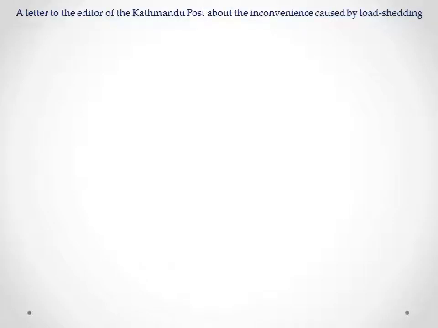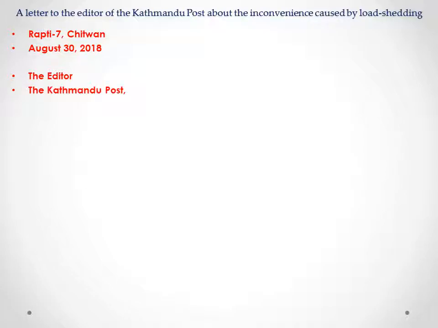Now let's have a glance over an example of a letter to the editor. Now the question goes like this: a letter to the editor of the Kathmandu Post about the inconvenience caused by load shedding. First of all, we have to write the address of the writer, let's say the composer. Then we have to write the date just below the address when we are composing that letter. Then after that, giving a space, we have to write the inside address, as we have already discussed.